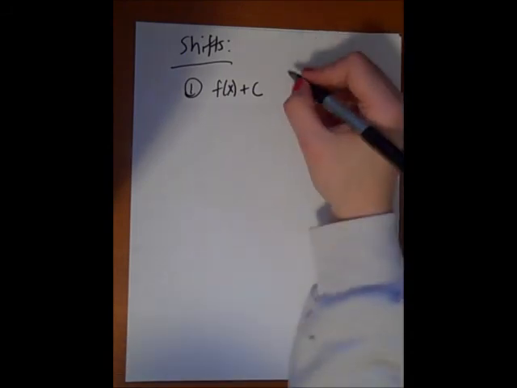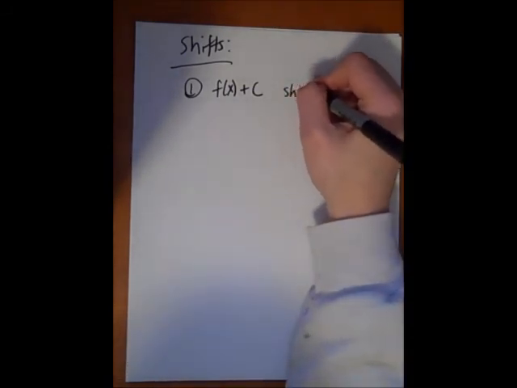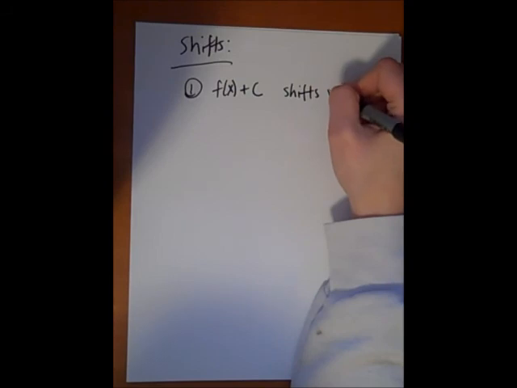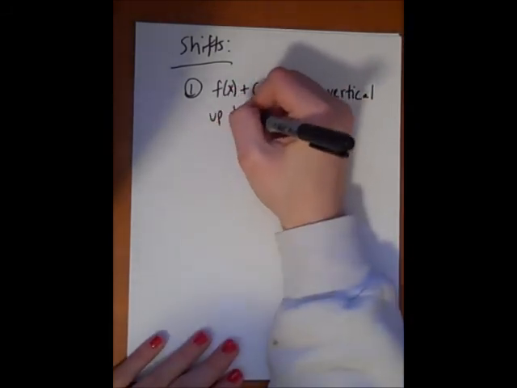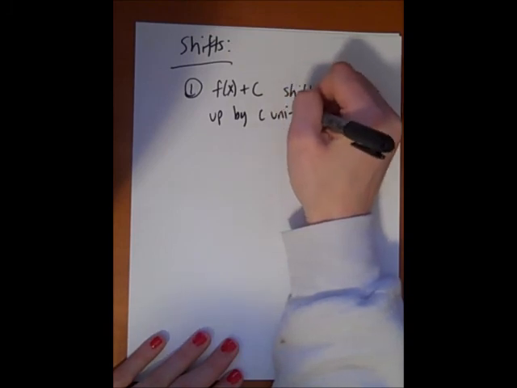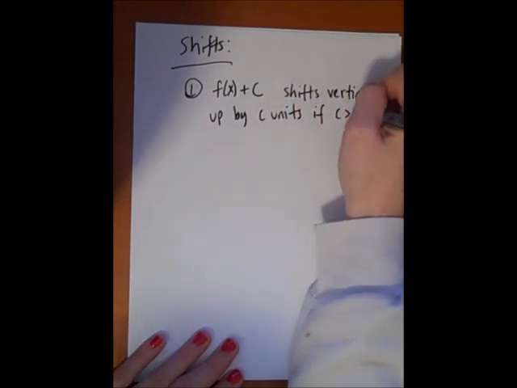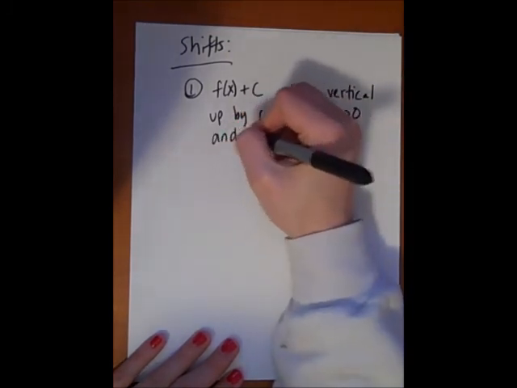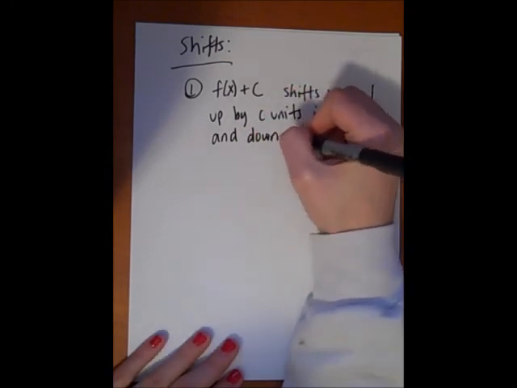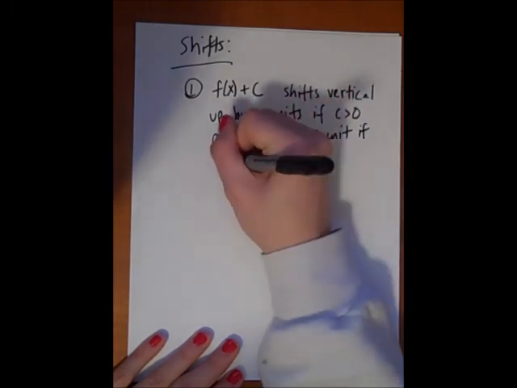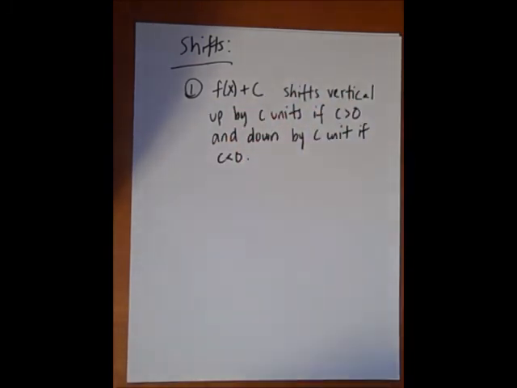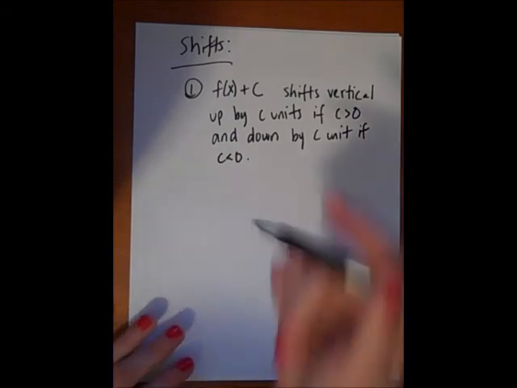First type: what does adding a constant to a function do to its graph? Adding a constant shifts vertically, up by c units if c is positive, and down by c units if c is negative. So if I add a constant to a function, all I do is either move it up or down depending on the sign of c.